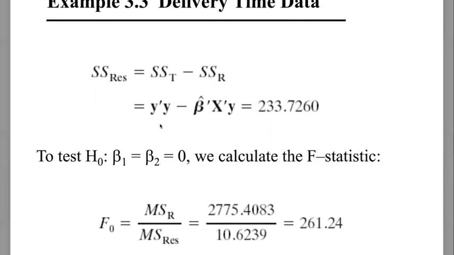You could also get it directly by using this formula. That's sometimes a good thing to do. It's sometimes a good idea to calculate, for example, the sum of squares error directly using this formula, and then also calculate it via the difference between the total sum of squares and the sum of squares regression, and just make sure that you're getting the same value, because if you're not, there's an error in the calculation somewhere.